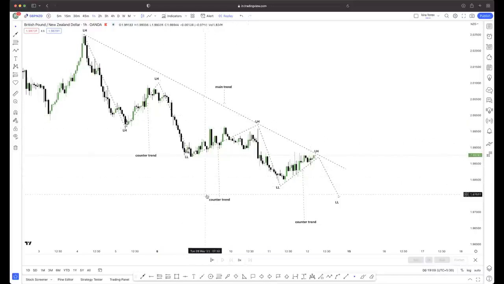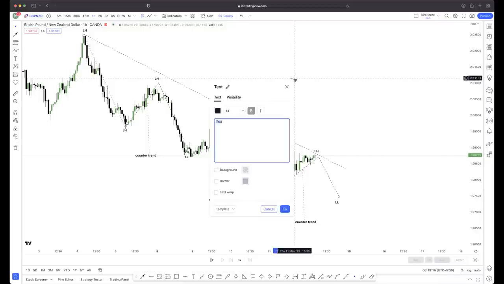Guys, basically this is what I can teach you today about structure. In our next videos, we will go into details on market structure.